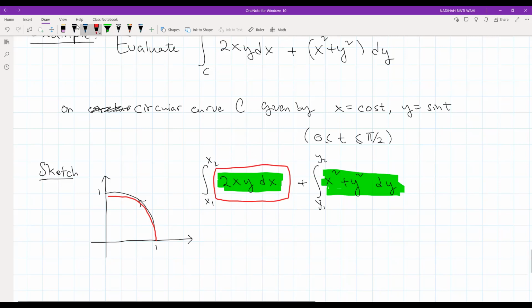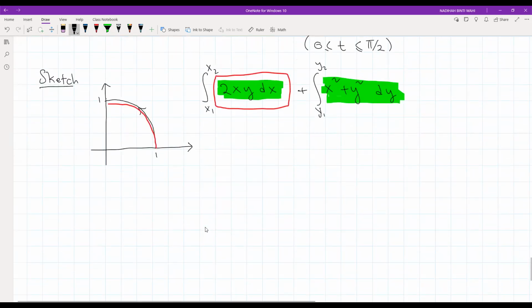Okay. And then kita nak buat dalam bentuk t. So integrate. Let's see. This is, let's say this is 1. So for part 1, we need to integrate 2x on the C curve, 2xy dx. Kita buat slow sikit, takut nanti hantar ni.